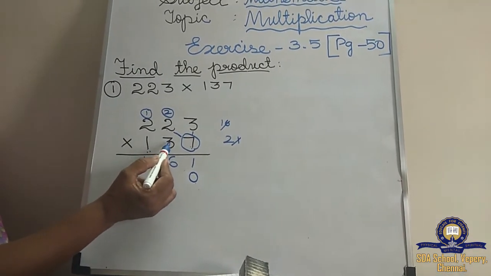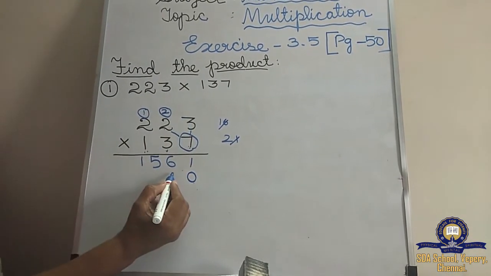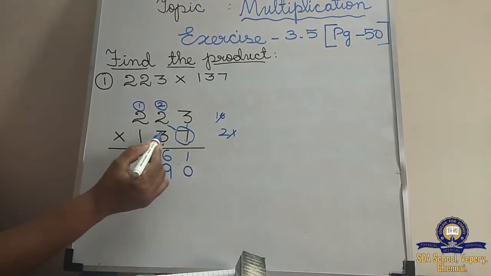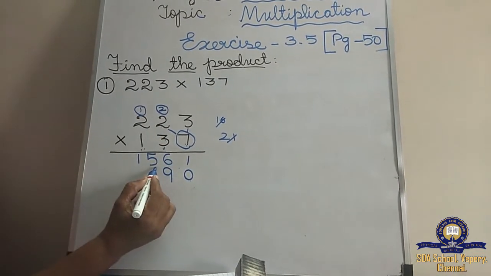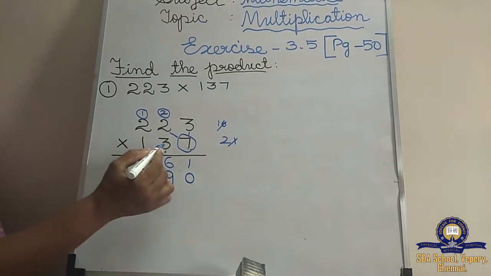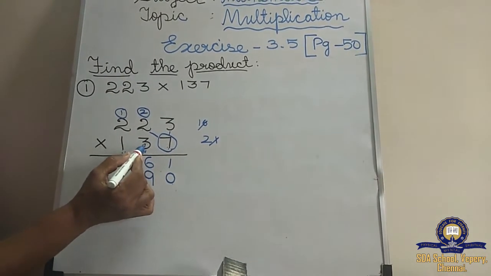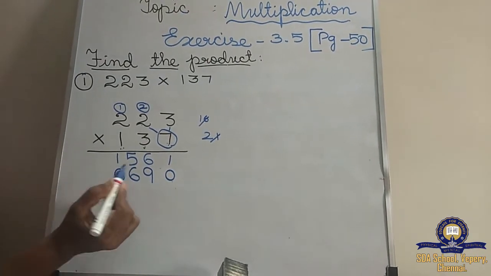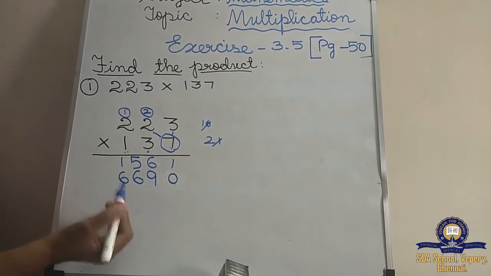Now 3 threes are 9. 3 twos are 6. Easy. Isn't it? The 3 table is very easy. And again 3 twos are 6. Okay. Then what do you have to do, children?